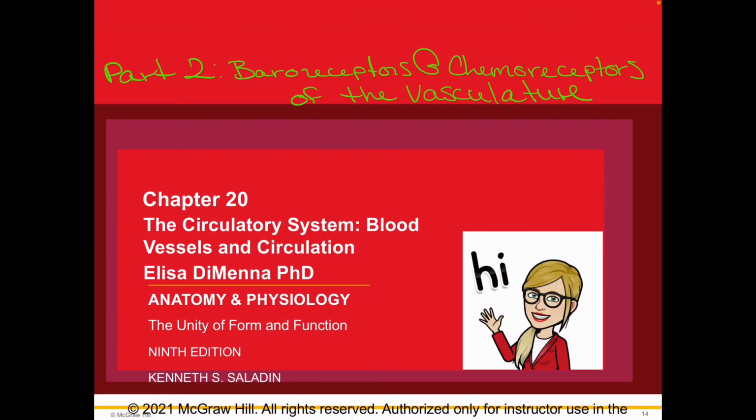Hi everybody, it's Elisa. I'm back, and this time we're going to be talking about some receptors that are very key to regulation and homeostasis in the body. They are the baroreceptors and the chemoreceptors, specifically those found in the vasculature, because it's the blood vessel chapter. Just to clarify, somebody asked what vasculature is. The vasculature is the architecture of the vessels in the body: where they are, where they're going, are they big, are they little, what are they doing there? All right, let's get started.